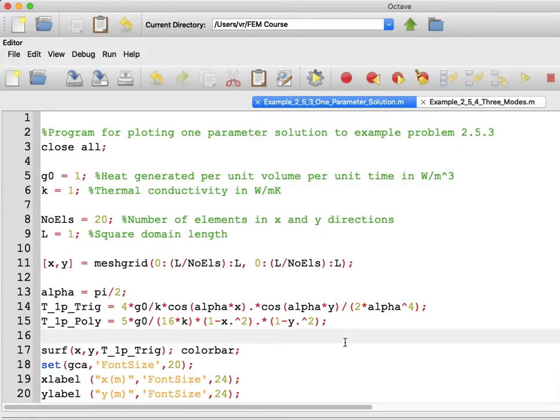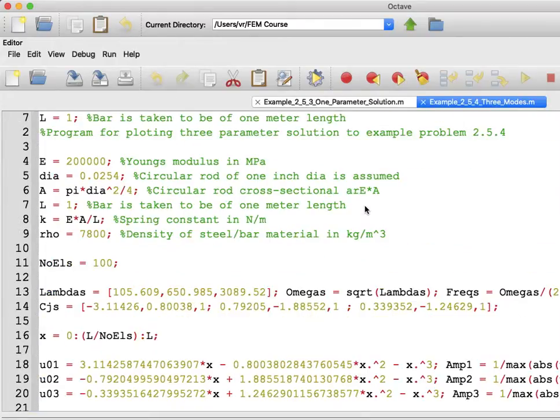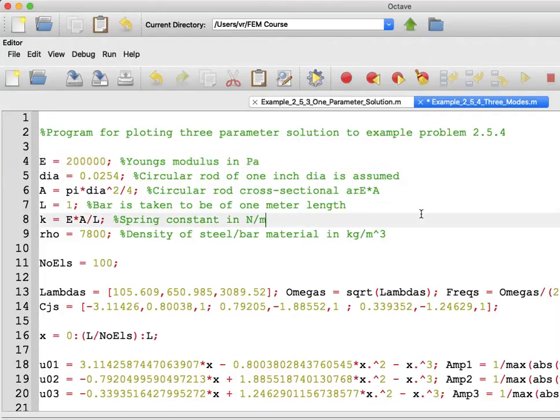All right, so I use this particular programming language, and I am considering a bar with these properties. Actually this should be in pascals. So I am using SI units everywhere. I have considered a material with 200 kilopascals of Young's modulus, diameter of 1 inch, length of 1 meter, and then K I am taking as EA by L, and rho is 7800 kg per meter cubed.